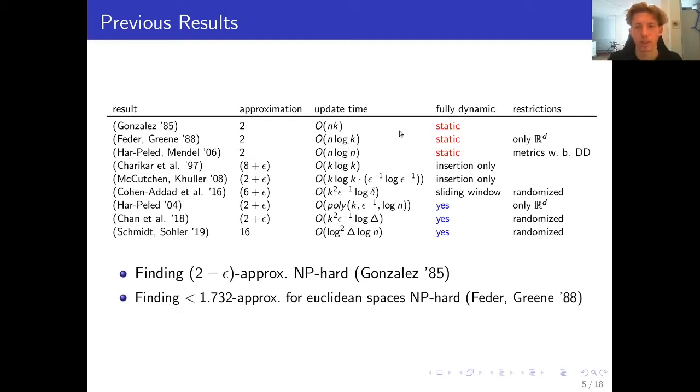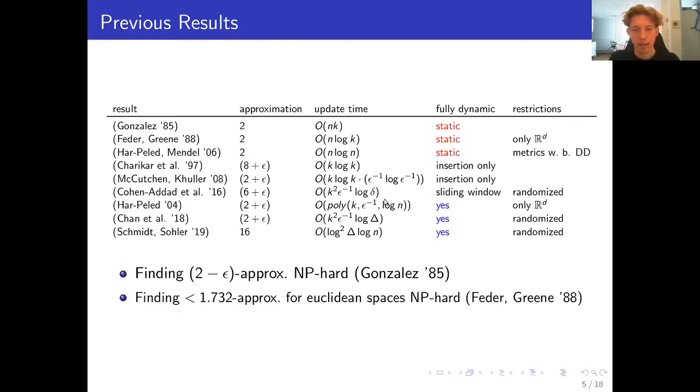Now to the partially dynamic setting. In the insertion-only setting, Charikar et al. in 97 got an algorithm with 8 plus epsilon approximation with k log k update time, but this supported insertion only. Later on, McCutchen and Khuller improved this, also insertion only, to a 2 plus epsilon approximation, but they pay epsilon to the -1 log epsilon to the -1 additional running time per update.